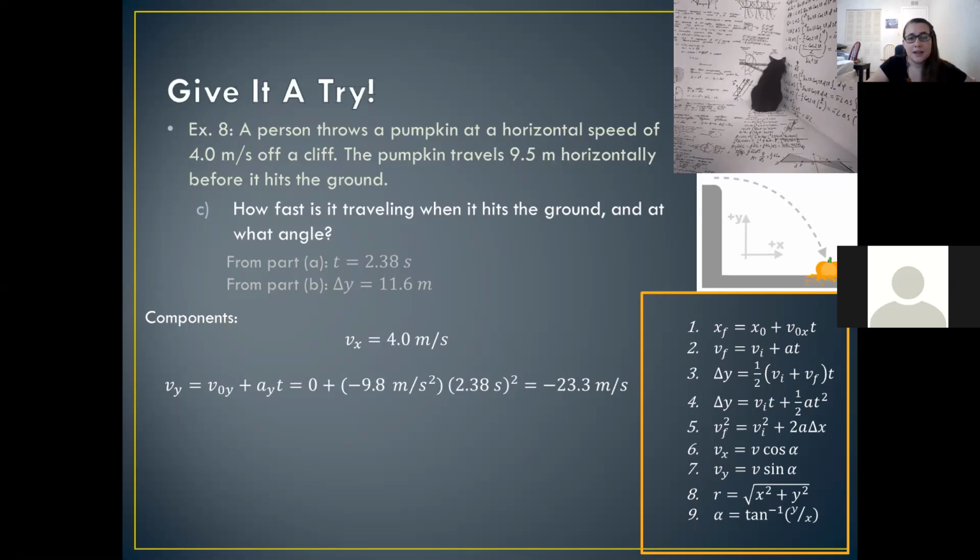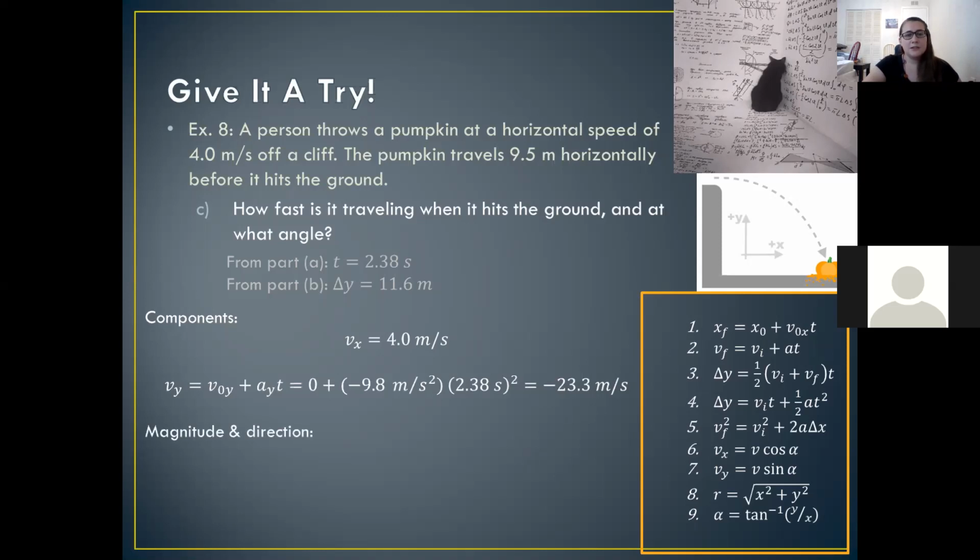That gives us a velocity of negative 23.3 meters per second. Okay. And in our actual equation here, time is not squared. In my math part, time is squared. So sorry. I thought I double checked. But regardless, we should get a y component of our velocity of negative 23.3 meters per second. Negative because it is traveling downward.